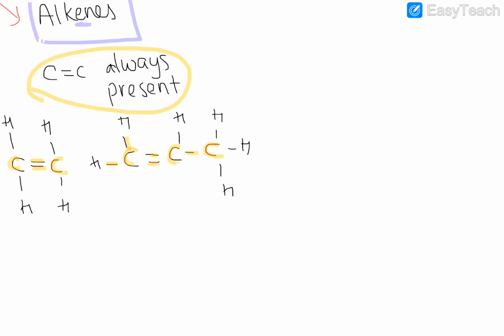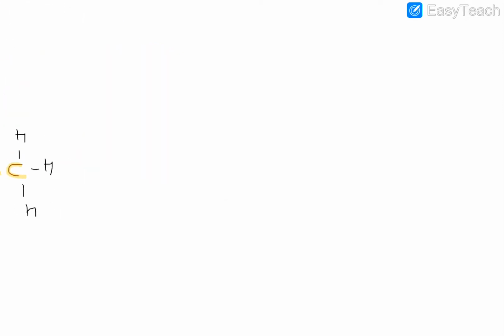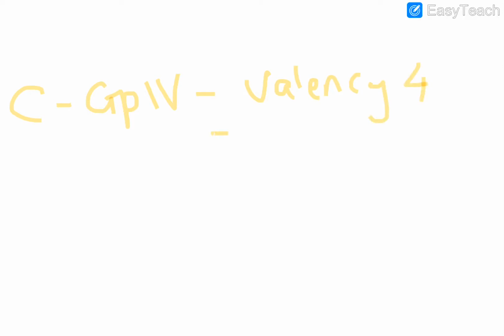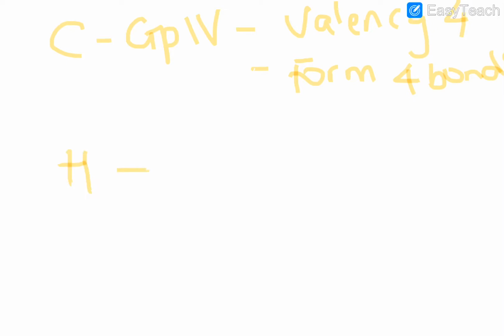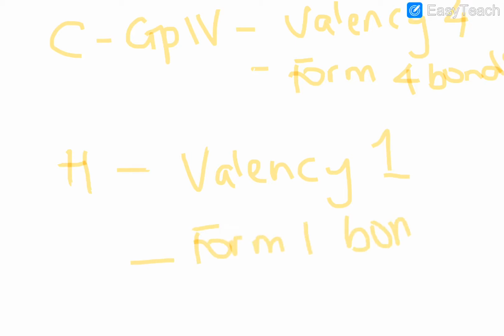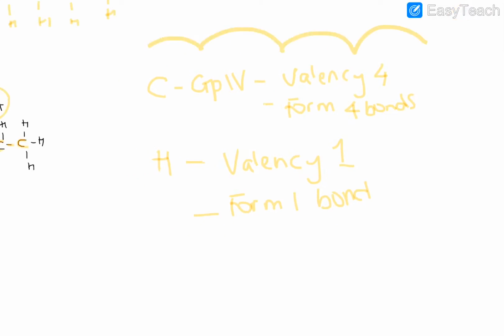Okay, now you have to be careful when you're drawing these kinds of structures. Carbon is in group 4 of the periodic table, so it has valency 4, which means that it can form only 4 bonds, and it will form 4 bonds all the time. It cannot form less than 4 bonds. If you look at hydrogen, it has valency 1, which means that it can form only 1 bond. This is something that you should always remember when you're drawing.